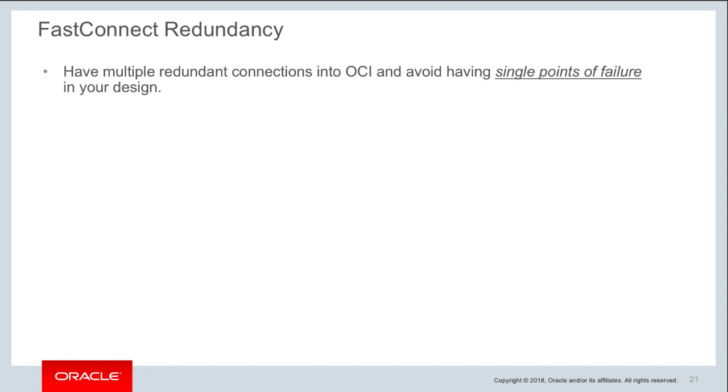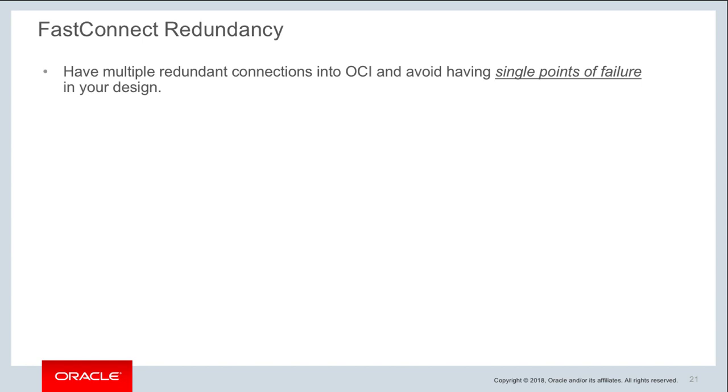So the first point is that when you are having connectivity options within OCI, just understand what redundancy options are available as part of the service, and what additional redundancy you can create on your connectivity, just to make sure that you do not have single points of failure in your design.